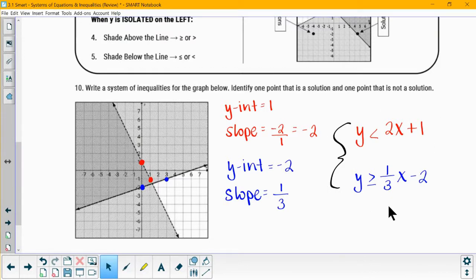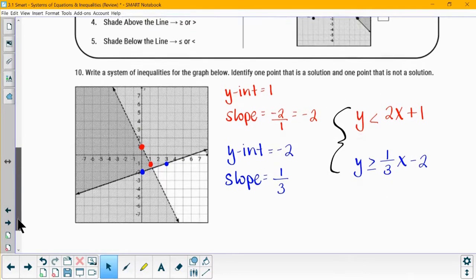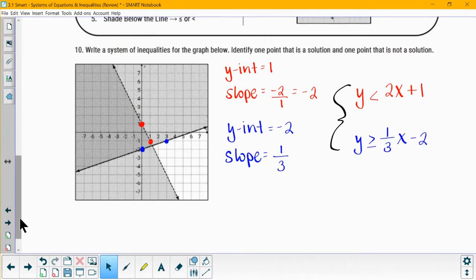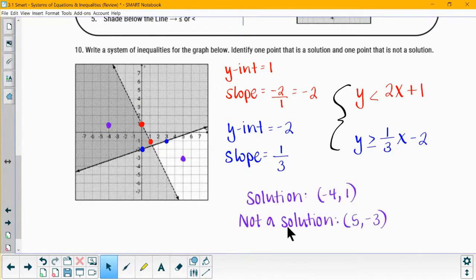Now, I do just need to identify one point that is a solution and one point that is not a solution. You could really pick anything. I believe I picked, let's see, -4, 1. It's in the double shaded region, and 5, -3. Definitely outside of any shaded region. Any points that fell on this solid border would have been considered solutions. None of these points on the dashed border or the intersection would be a solution.